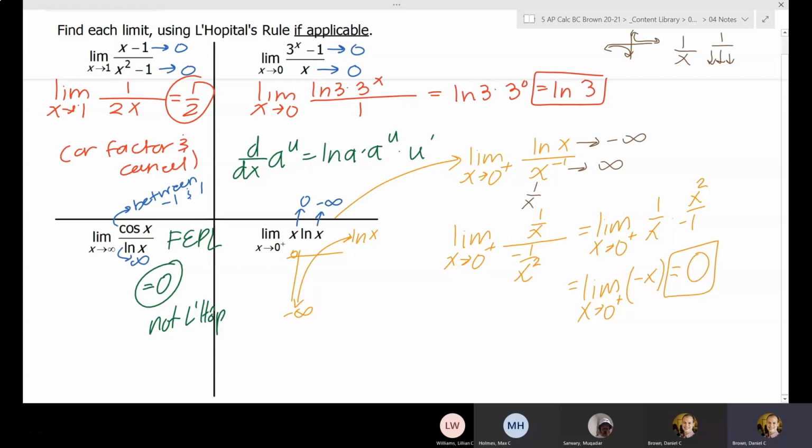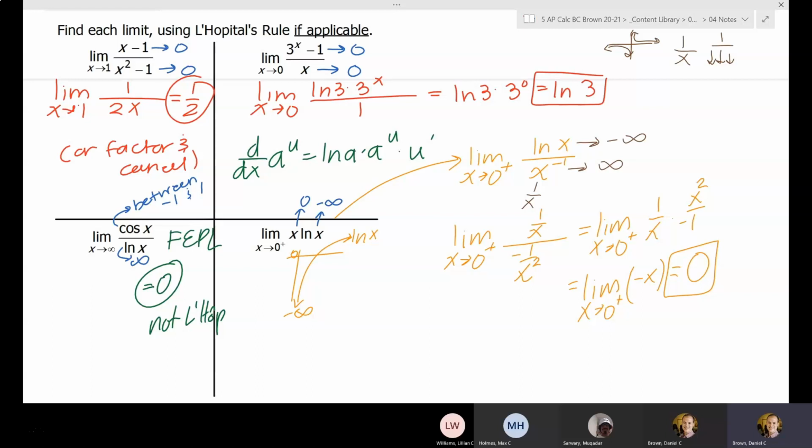So again, the big idea with L'Hopital's rule is that it only works when you have the indeterminate case of 0 over 0 or an infinity over infinity. If you don't end up with one of those fractions, you want to find a way to rewrite it to force that indeterminate case to show up.